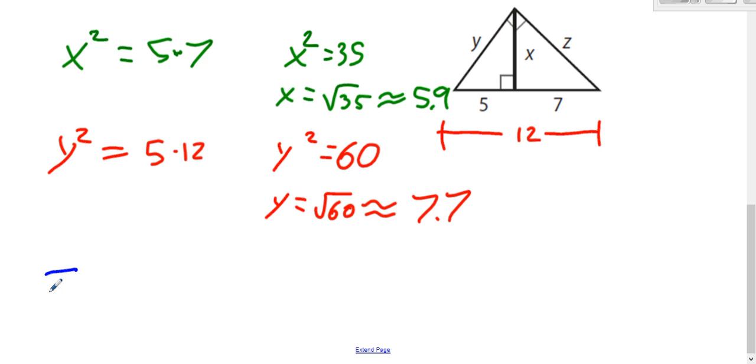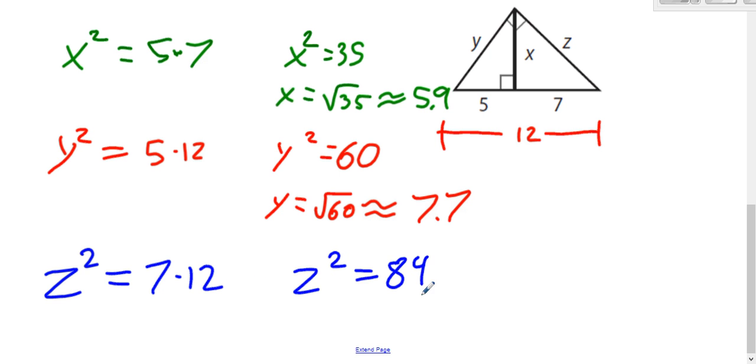And then for z, you do the same idea, except this time we're taking the side closer to z, so we're taking the 7 times 12, which is 84. And then square root it, you get the square root of 84, which is about 9.2.